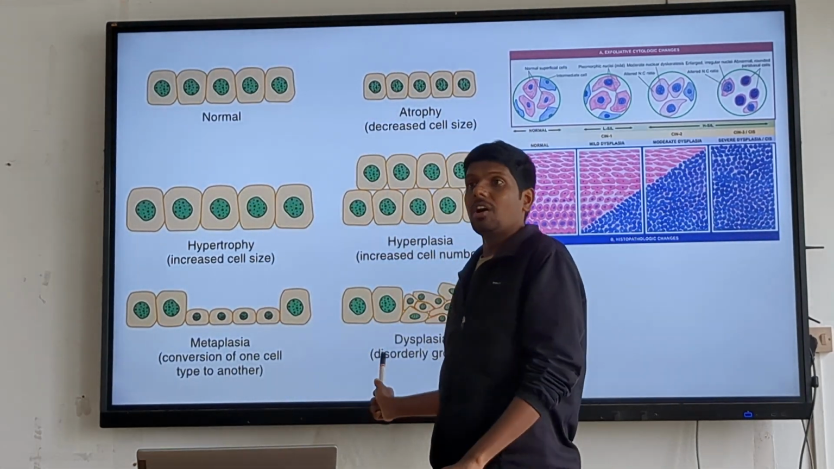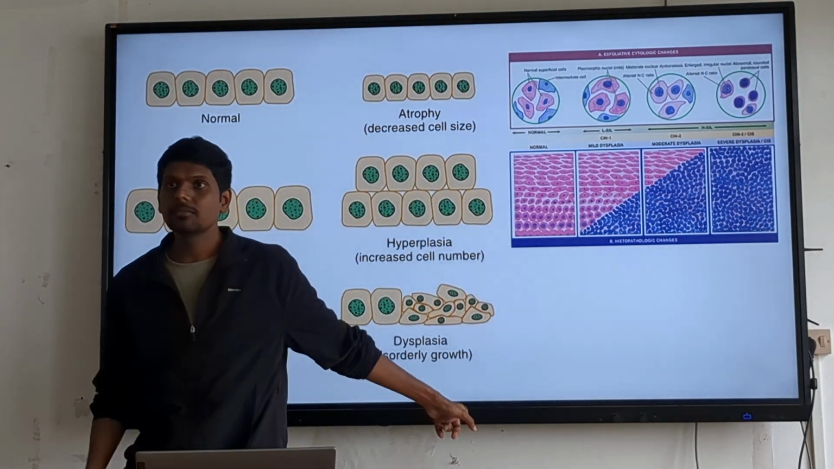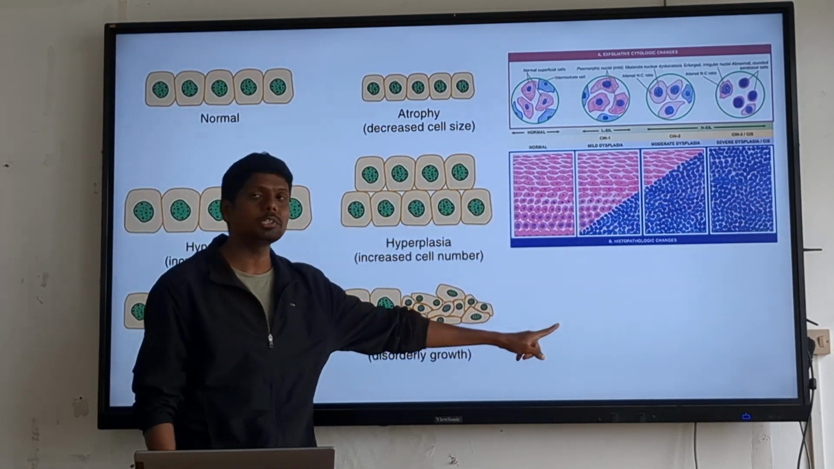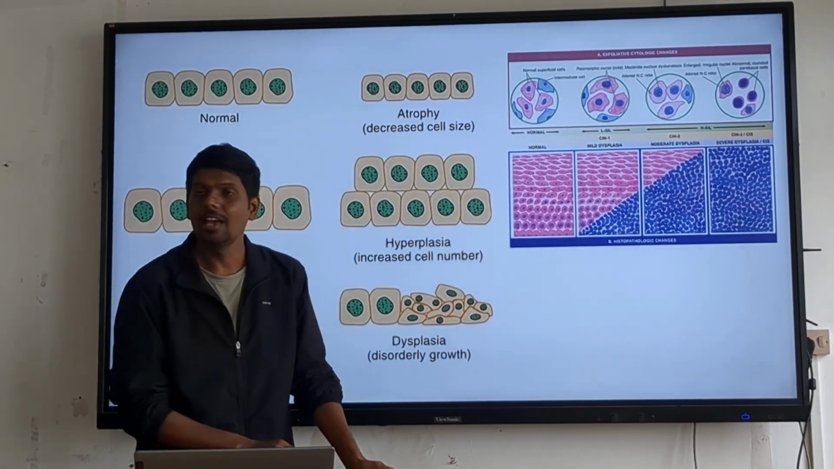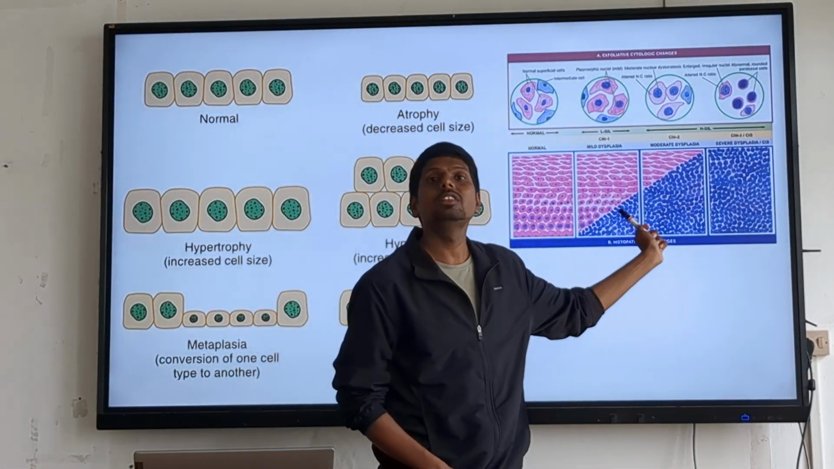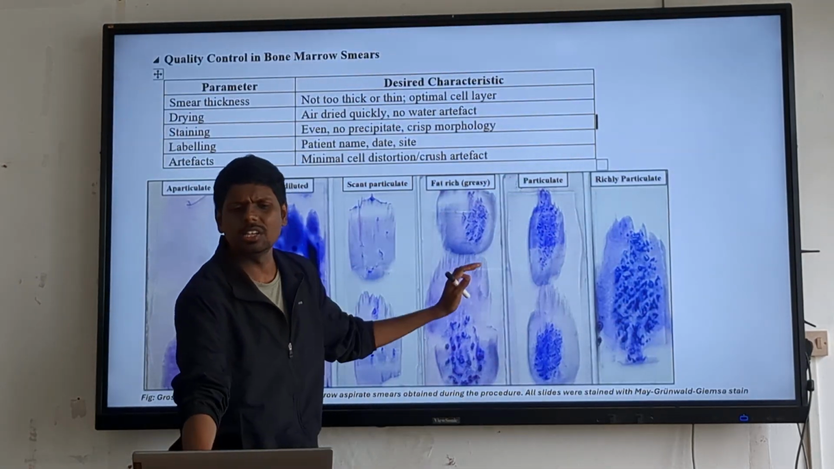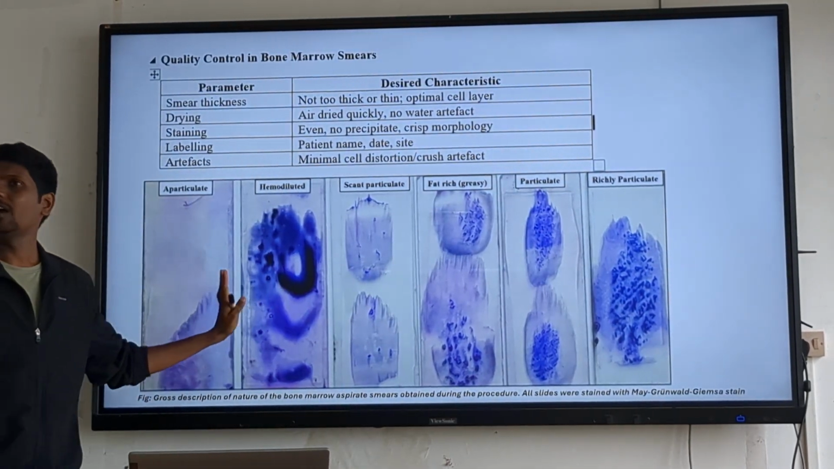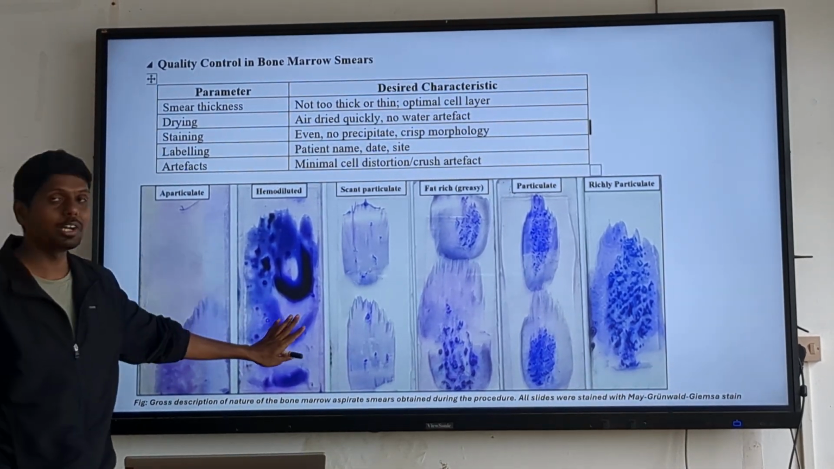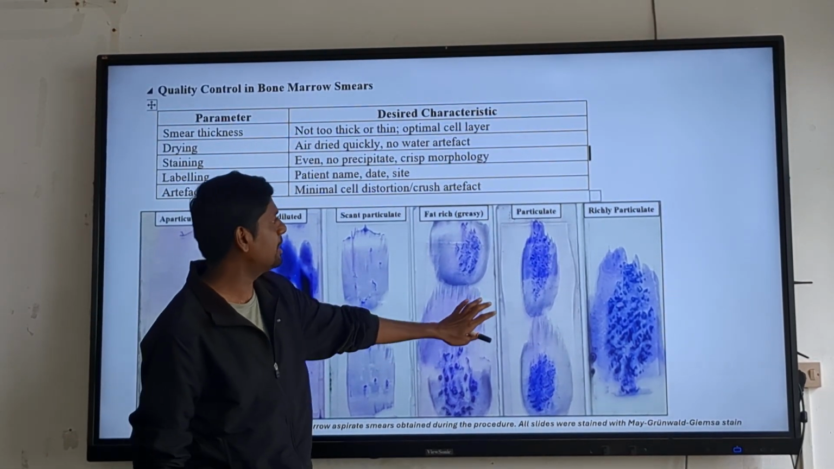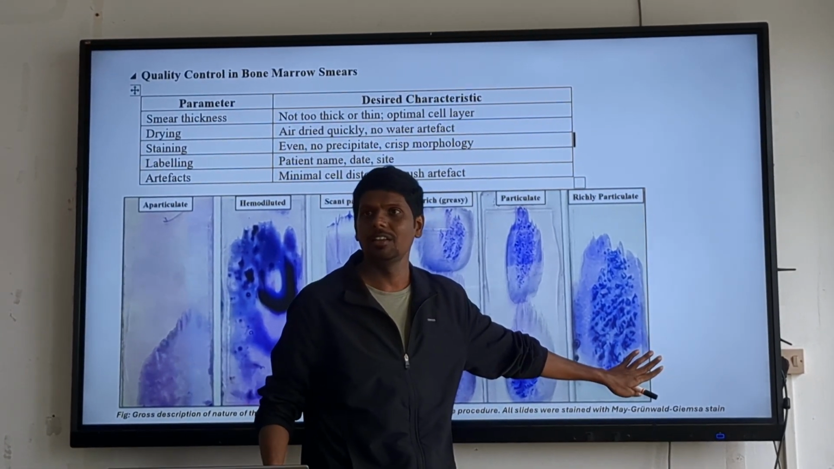Then uncontrolled, undifferentiated, irregular growth of cells is called as dysplasia. Dysplasia can lead to neoplasm, which is a starting stage of the cancer. And the more dysplastic cells, the more advanced the stage of the cancer. Right. Then I also discussed a small portion about adequacy of the sample, where in this case we have particulate and hemodiluted, scanty, fat-rich, particulate, and richly particulate. This is the best type of smear, okay, to obtain a bone marrow.